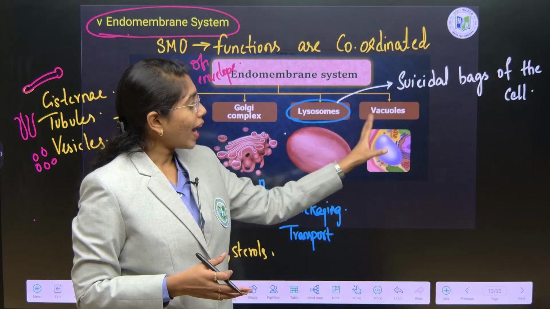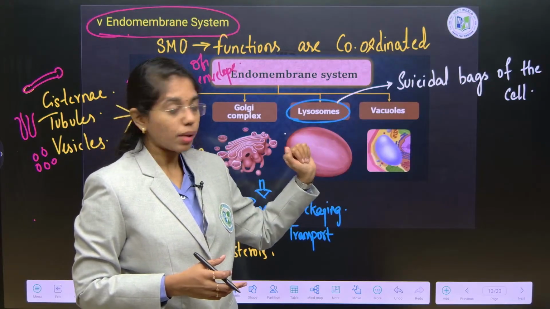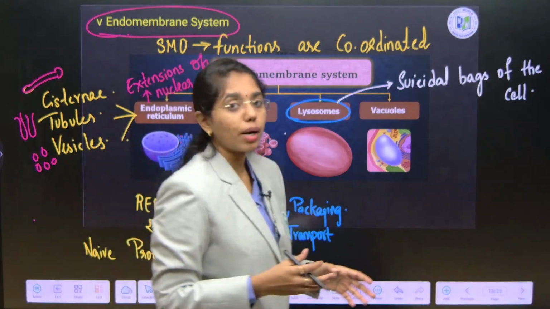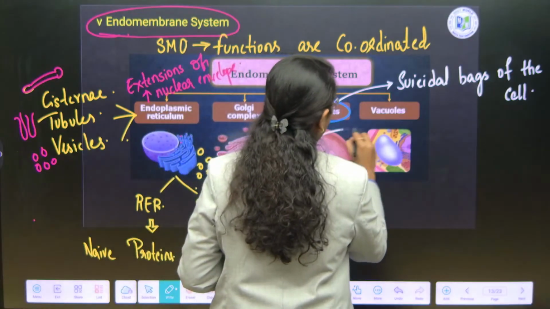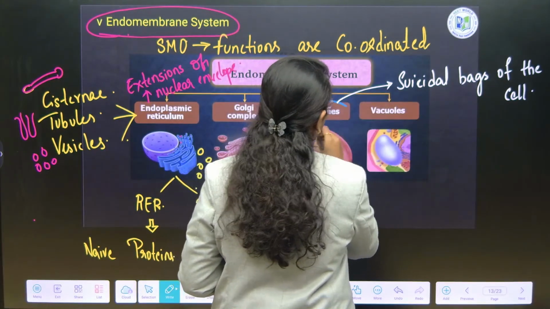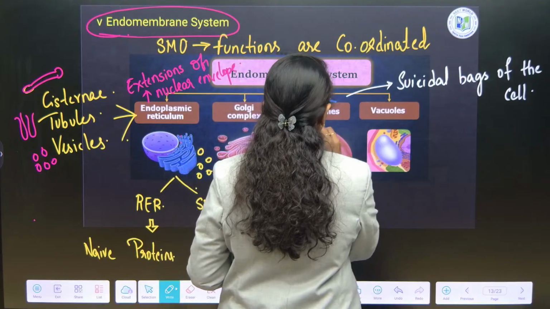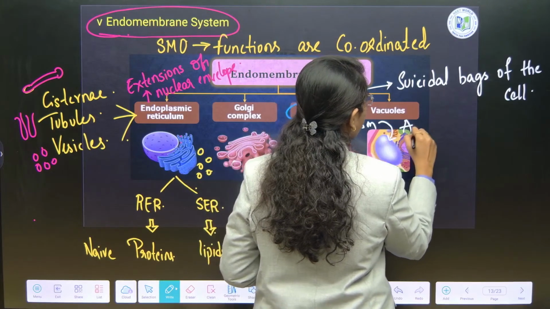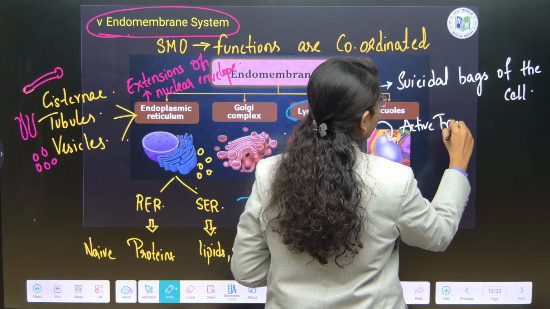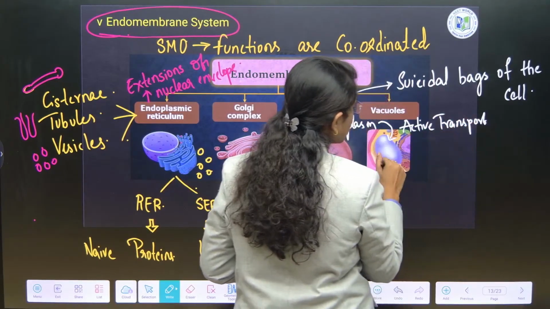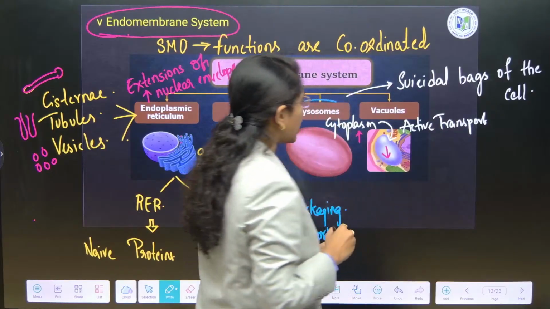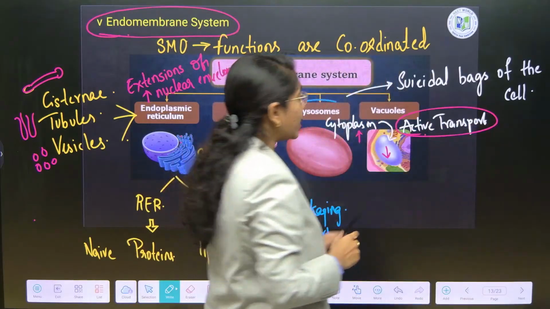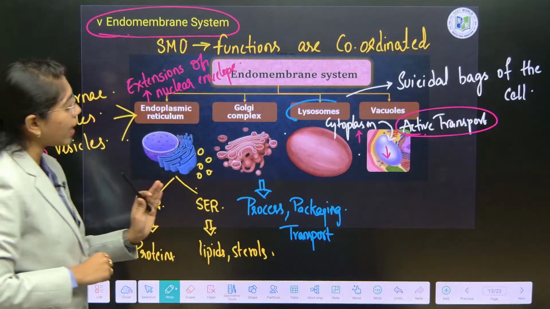Vacuole is the last organelle of the endomembrane system wherein the residual bodies or the digested toxins which are present in the cytoplasm are sent from the cytoplasm to the vacuole through active transport. As the pH inside the vacuole is less and it is more in the cytoplasm, it is transported in what? Active transport. Fine, right? And this is the last organelle that we are going to look into.